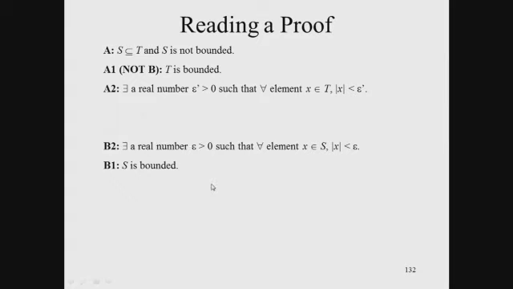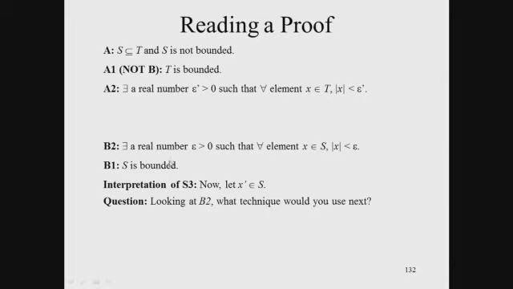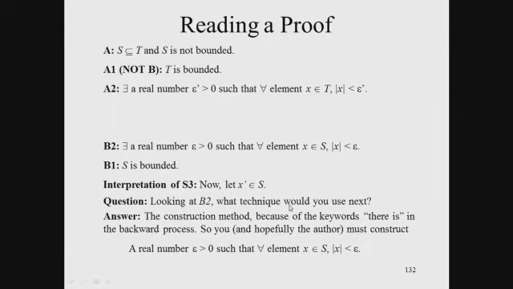Here's where we are. We're still trying to interpret what the author has written when the author says, now let x prime be an element of S. And again, in order to determine what is going on here, we have to do some work ourselves. So let's look at the statement B2, and can somebody tell me what proof technique you would use to show that B2 is true? The construction method. The author must construct a real number epsilon greater than 0 such that for every element x in S, absolute value of x is less than epsilon. And without telling you, the author has constructed the value of epsilon equal to this epsilon prime that we know exists from A3.